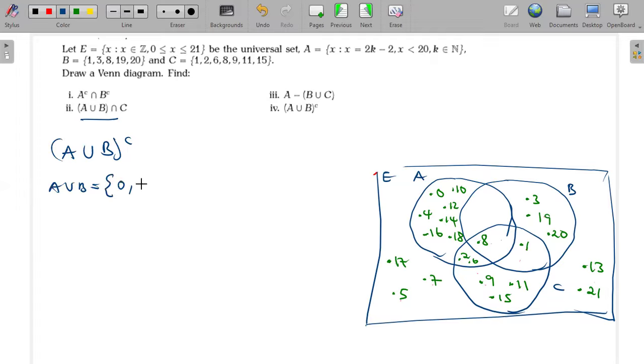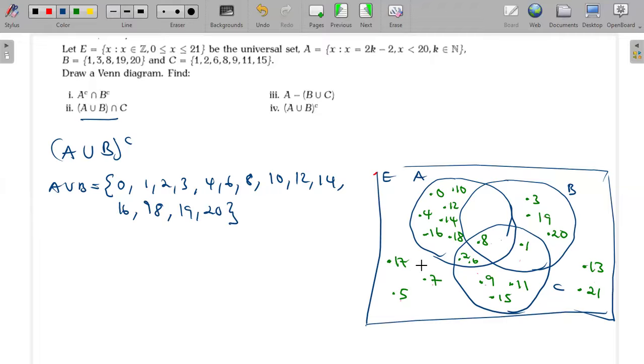That is 0, 1, 2, 3, 4, 6, 8. Then you have 10, 12, 14. Then you have 16, 18, and then you have 19 and 20. So these are the elements that are in A union B. But what complement means, the complement of that set just means elements that are not in A union B. So we want elements now that are not in this set which we've listed, but they're in the universal set.